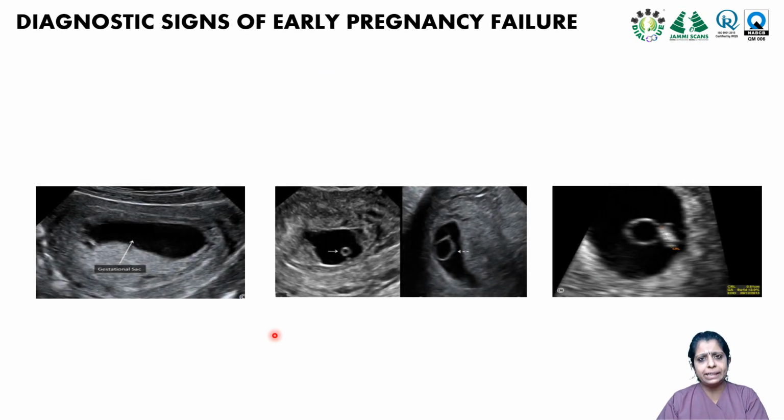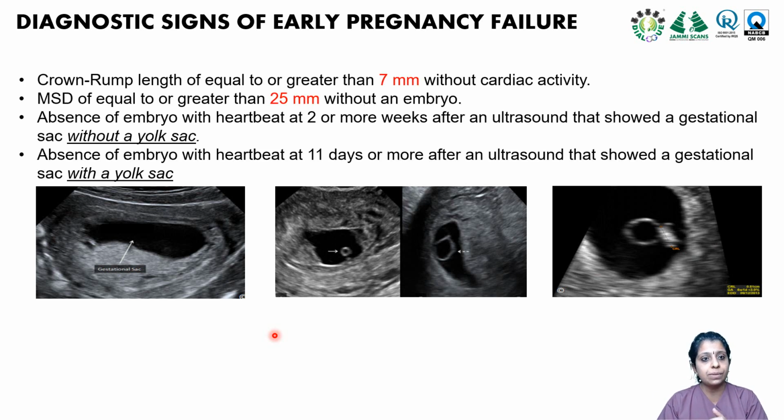So apart from that, the next question would be, okay, so when do we call it an early pregnancy failure? Because most of us do repeat our early pregnancy scan after 1 week or 10 days or 15 days based on the pregnancy symptoms, isn't it? So the criteria which we use, that is ACOG criteria or even ISUOG criteria, which is used to define early pregnancy failure, would be an empty gestational sac.